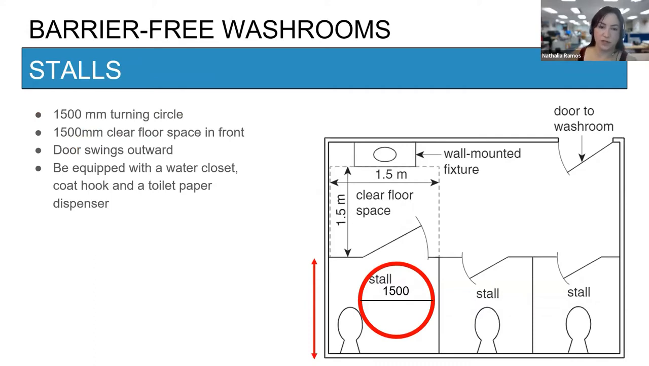When it comes to installs, you need to have a turning circle inside the stall of 1500 millimeters. In front of the stall, you also have to provide 1500 clear floor space. The doors always swing outward. It has to be equipped with a water closet, a coat hook, and a toilet paper dispenser.